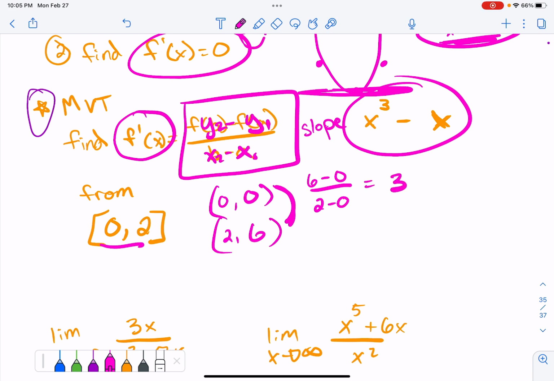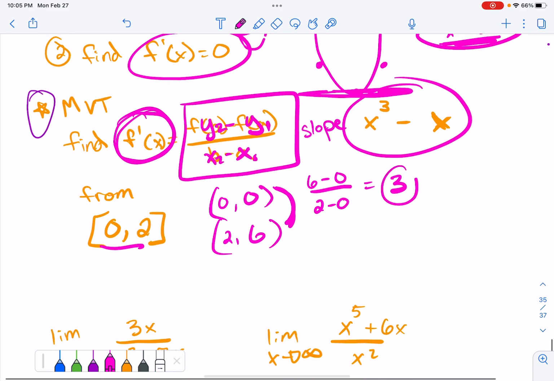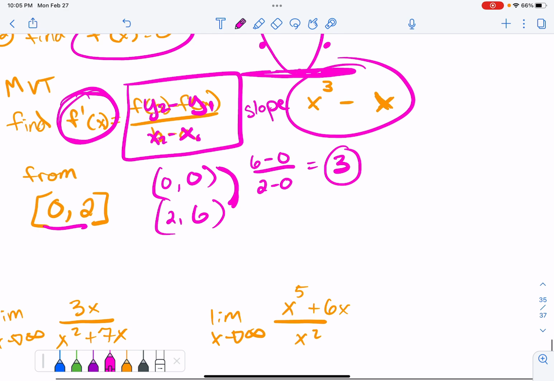Now, rather than setting the derivative equal to 0, like we did for Rolle's theorem, we're going to say, where is the derivative equal to 3, right? So my derivative is 3x squared minus 1, and I want to know where that's equal to 3. Okay, so this is going to be kind of icky.